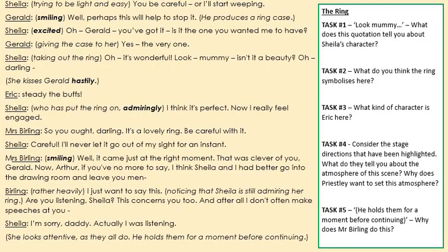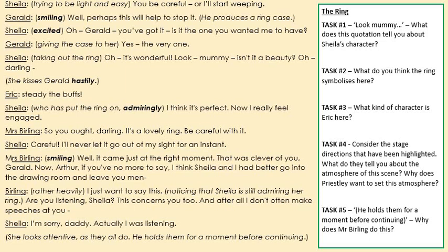Second section we're going to look at in detail is the engagement between Sheila and Gerald, and we're really going to focus on the ring. So similar to the last slide, oh gosh, I might attempt to read through this, although it really won't have the same effect as having different characters, and then we'll talk about the tasks.